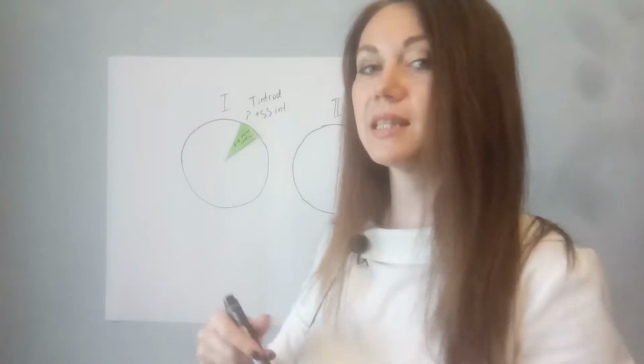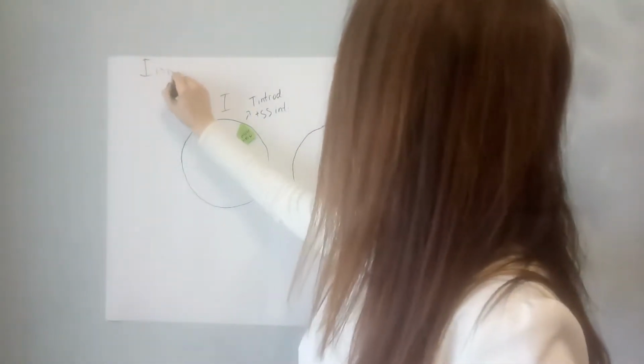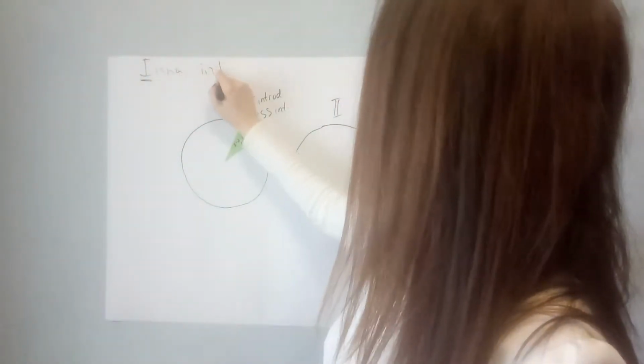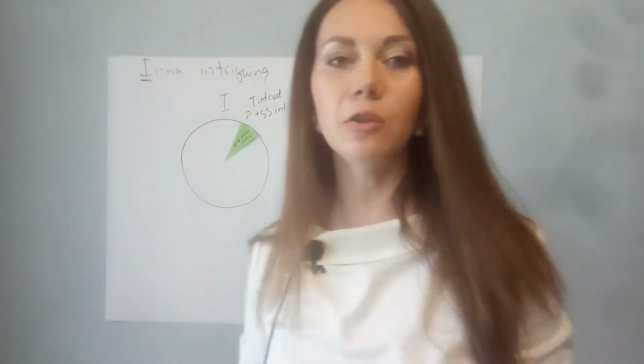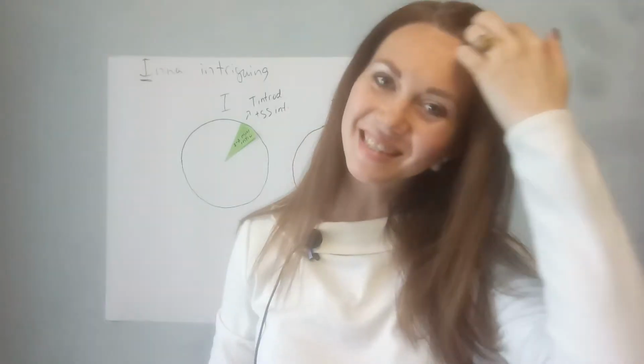For example, a popular one: you say your name and then you say some adjective starting with the first letter of your name, and your students have to say something like that about themselves. For example, my name is Inna, so the first letter is I. Intriguing, I am intriguing. Or I'm interesting, I'm interactive, I'm interpersonal, something like that.